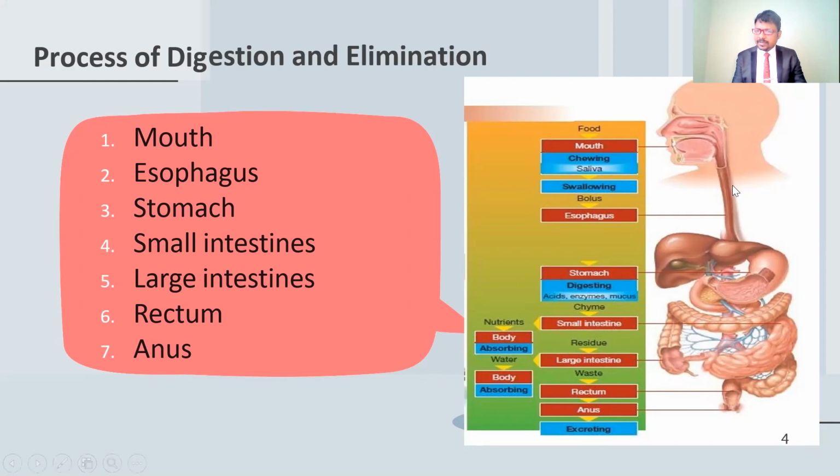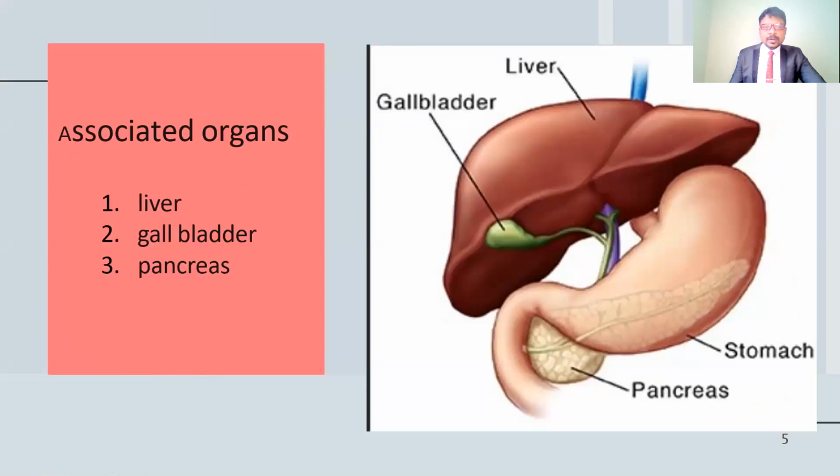So these are the stages from mouth to esophagus, stomach, small intestine, and large intestine. From the large intestine it goes through the ascending colon, transverse colon, and descending colon to the rectum, and from the rectum to the anus. So that is the excretory path. There are many stages in the digestion process. What are the associated organs? In the abdomen, the major organs of the digestive system are the liver, gallbladder, and stomach. Their role is also very important in digestion.